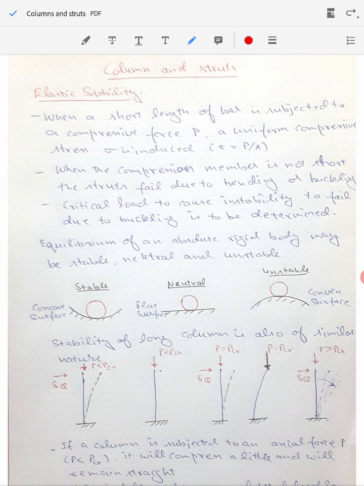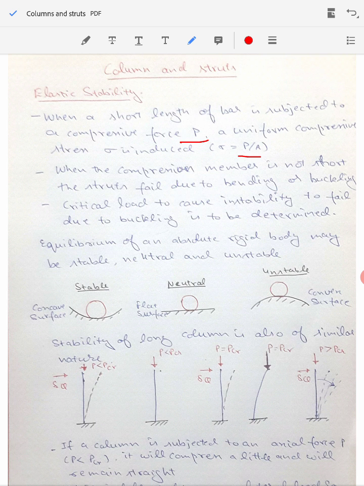We know that when we have a short length bar and we subject it to a compressive force, then compressive stresses are induced in it. So suppose the bar is subjected to a compressive force P, then the compressive stress induced will be of the magnitude P by A. But when the compression member is not short, the strut may not fail because of the compressive stresses, but it may fail because of bending or buckling.